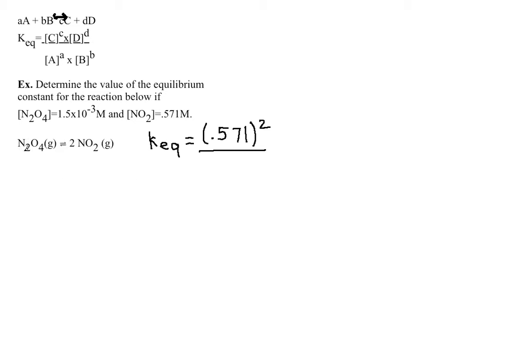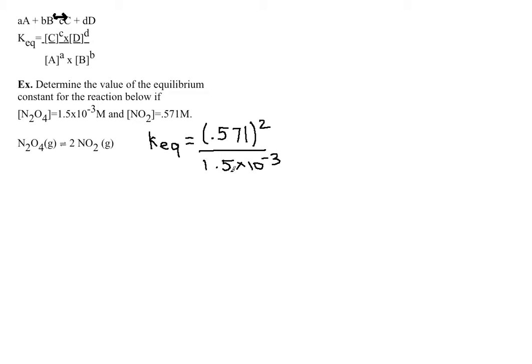Now I'm going to do my reactants. I've got N2O4, and its concentration is 1.5 times 10 to the negative third. Sorry, negative third, not third. If you notice, there isn't a coefficient there, so we assume it's a 1, so that's going to be raised to the 1, which I don't actually have to write. So now all I have to do is the simple math. I take 0.571 and I square that, and I get 0.326.